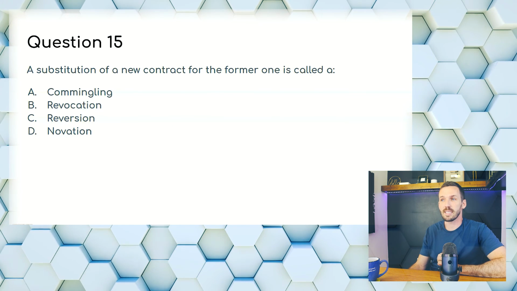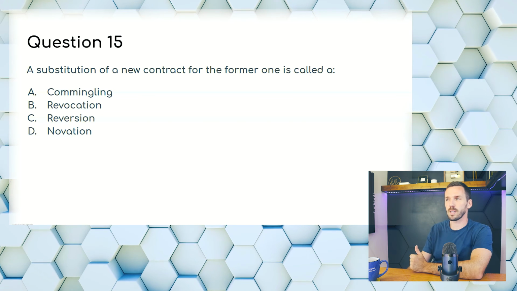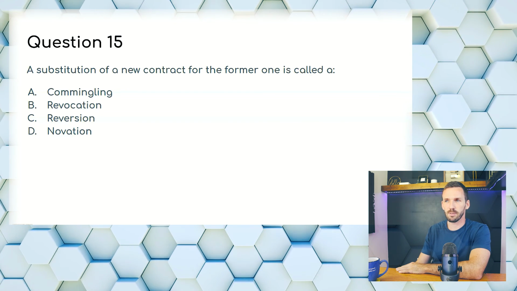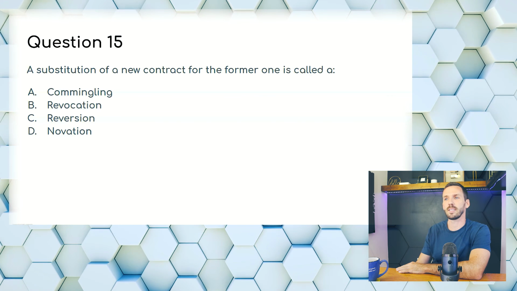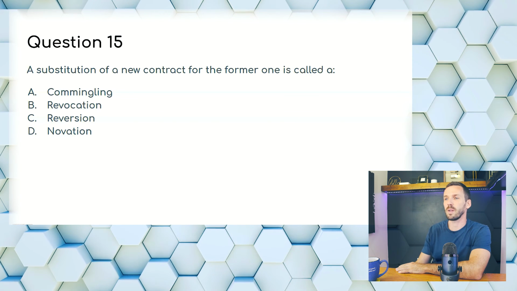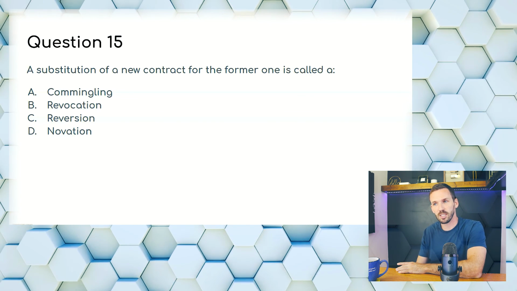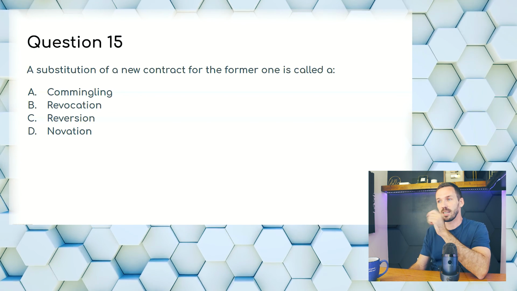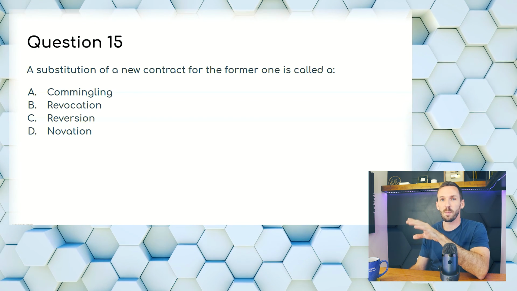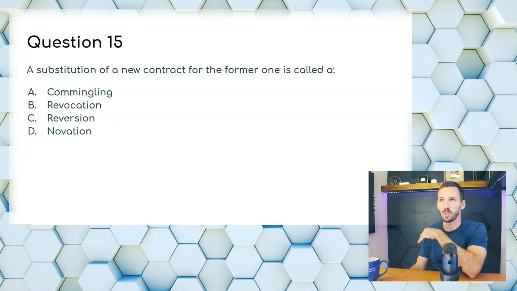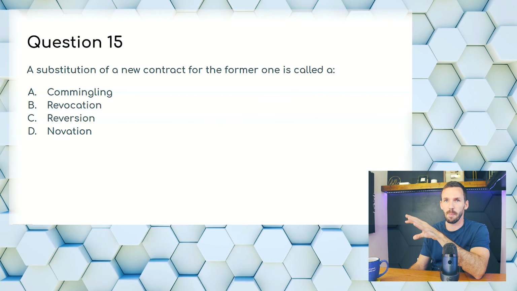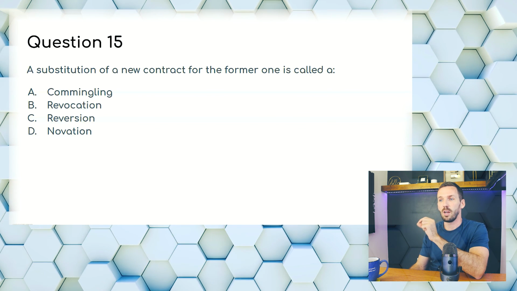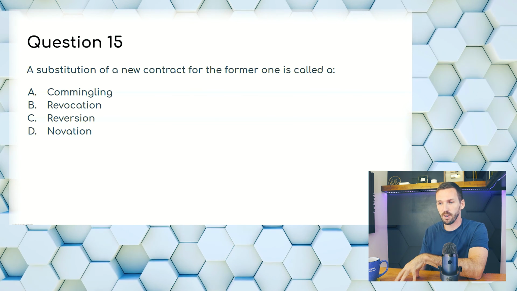Question 15. A substitution of a new contract for the former one is called a commingling, revocation. Yep, that one. Reversion or novation. So this is a key question here, or keyword question here. Commingle is to mix money of others with your own personal money instead of putting it into a trust account or a separate account, something like that, which is something that you need to do with security deposits when you rent out a place. Revocation is to withdraw an offer.